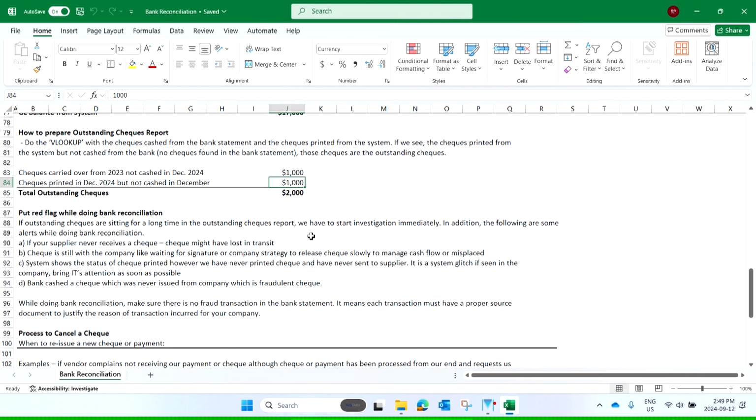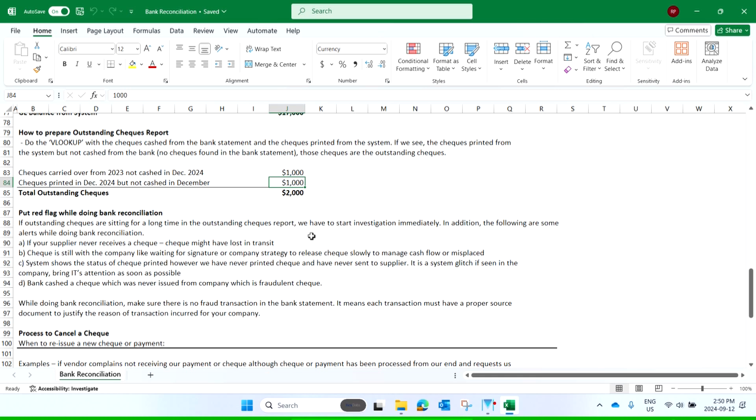You have to put a red flag while you are doing a bank reconciliation. If your supplier never receives a check that you have issued, then the check might have been lost in transit. Or the check could still be with the company for a signature, so you have not actually issued the check. Or maybe the company strategy is to release checks gradually, so you hold the checks and release them gradually, but you show your supplier that you printed the check already.